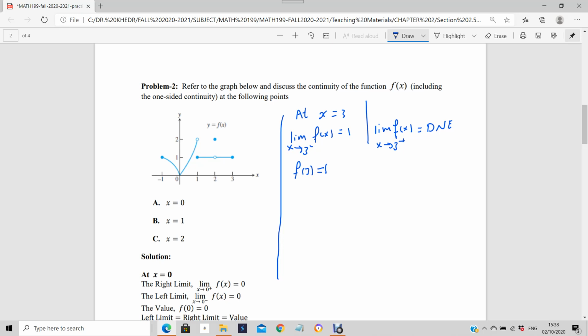So we will say f of x is continuous from the right at x equals 3. So the function has one-sided continuity. From the right end, it's continuous.